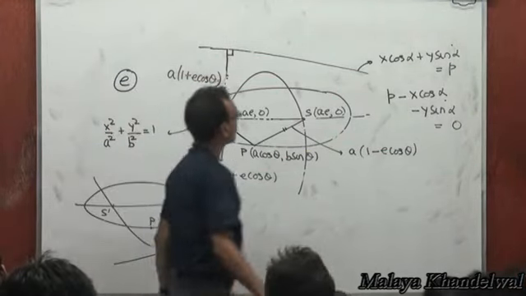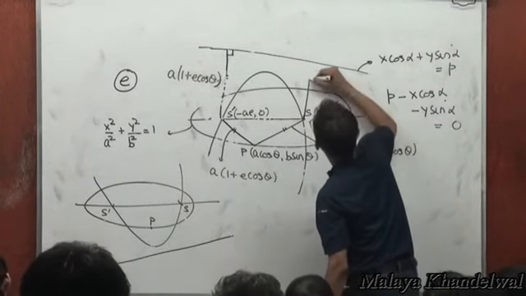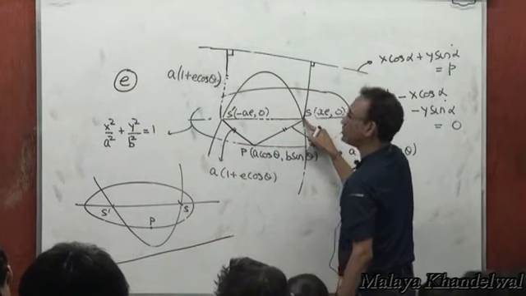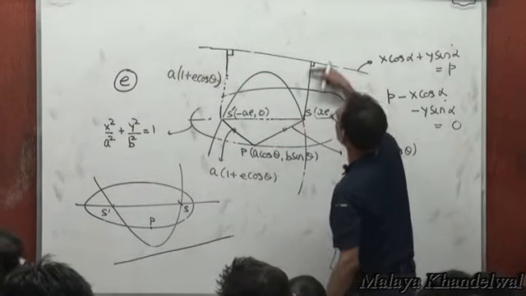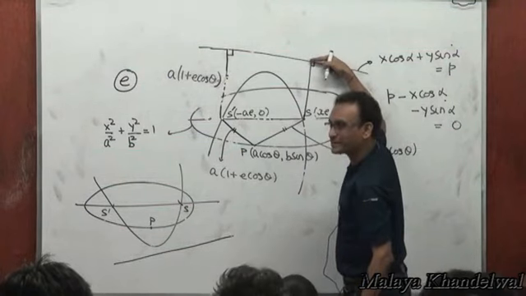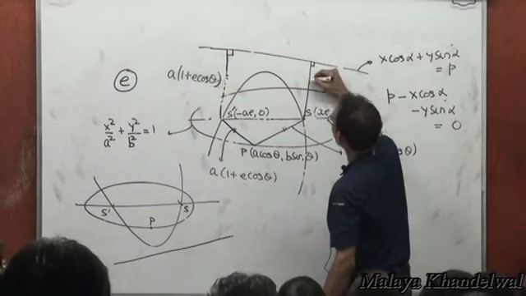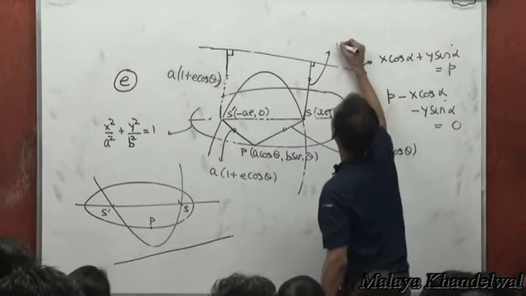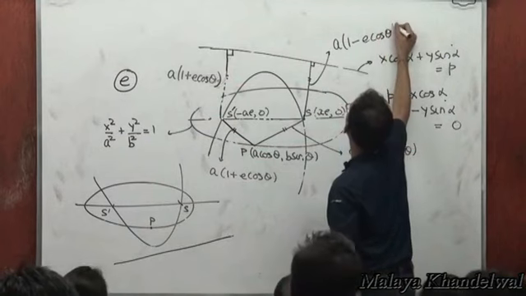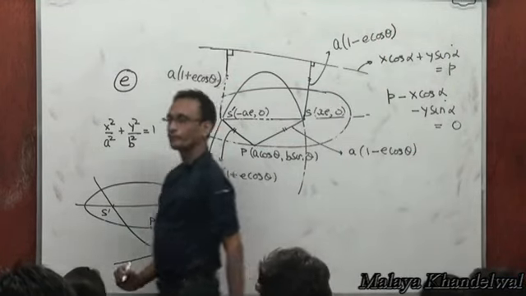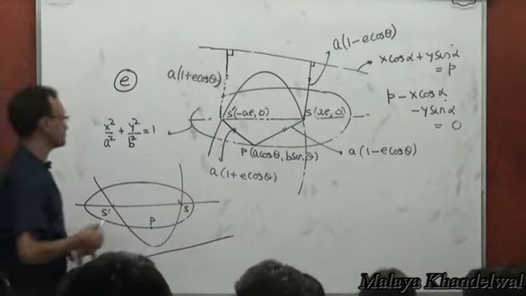Right? Okay, again, this is a point on the parabola once again, and its distance from the focus will be its distance from the directrix. So which means if this is a into 1 minus e cos theta, what would this be? A into 1 minus e cos theta. Yes or no? Does it make sense to you? Okay.